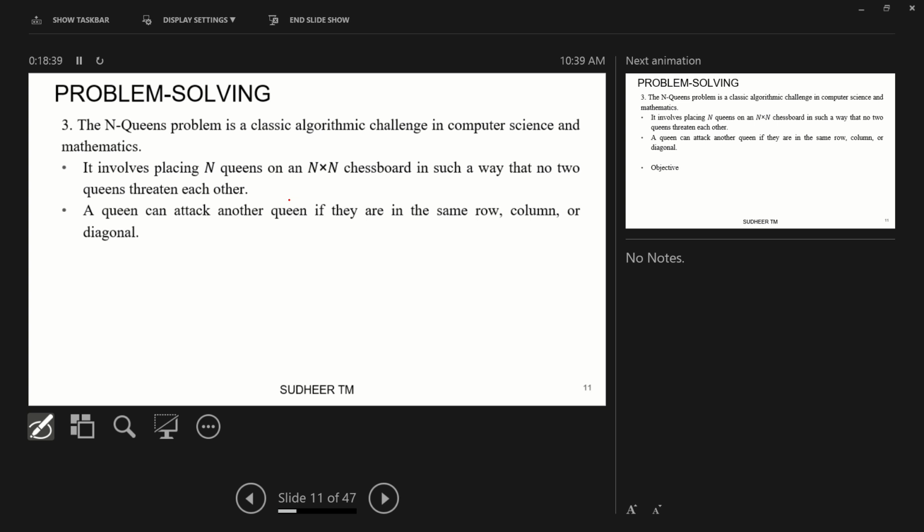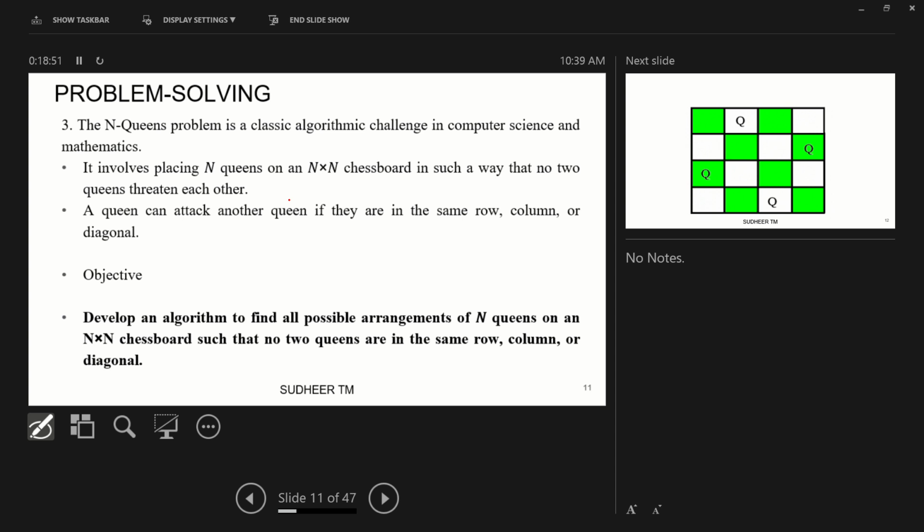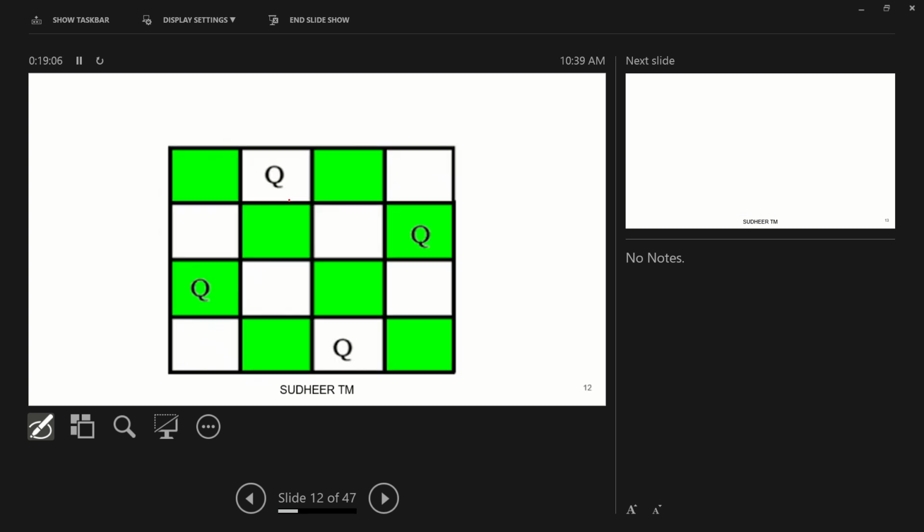A queen can attack another queen if they are in the same row, column or diagonal. I already said, a queen can attack another queen if it is in the same column or the same row or in the same diagonal. So our objective is to develop an algorithm to find all possible arrangements of n queens on an n by n chessboard such that no two queens are in the same row, same column or same diagonal.